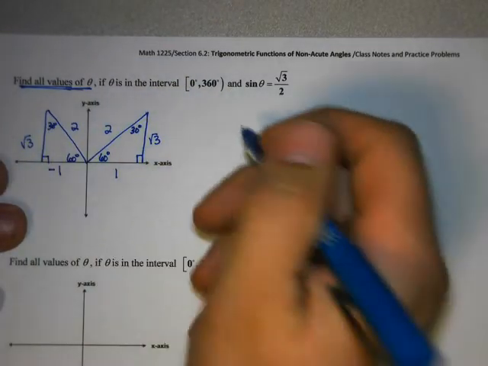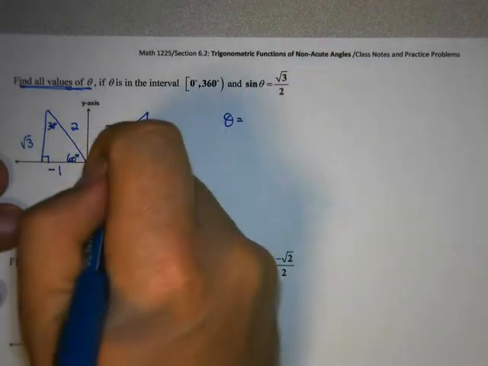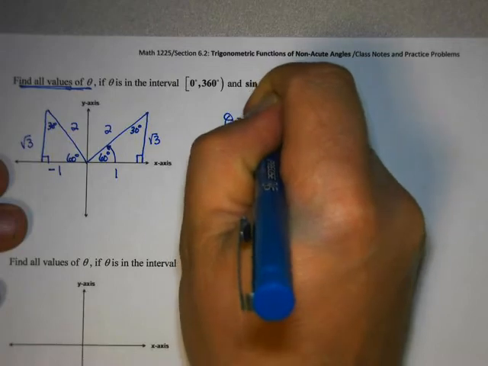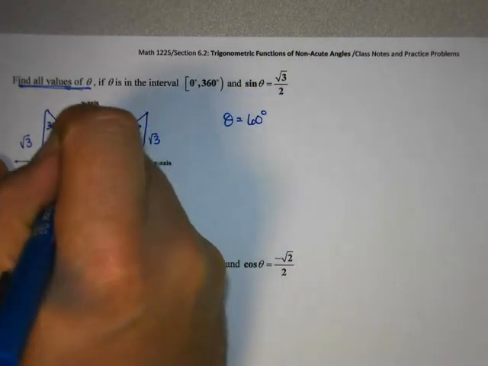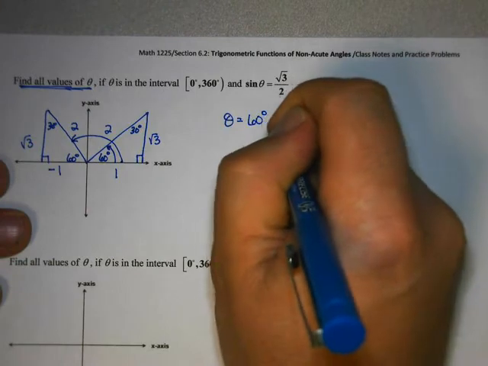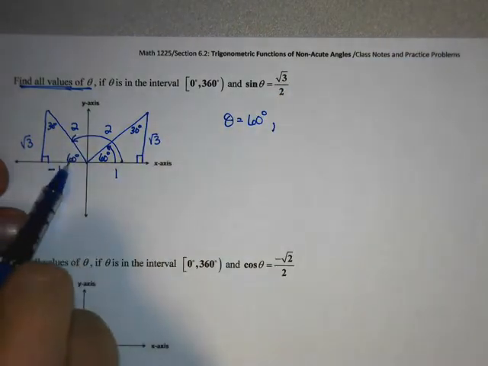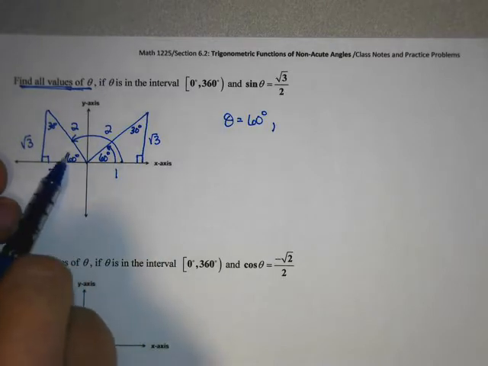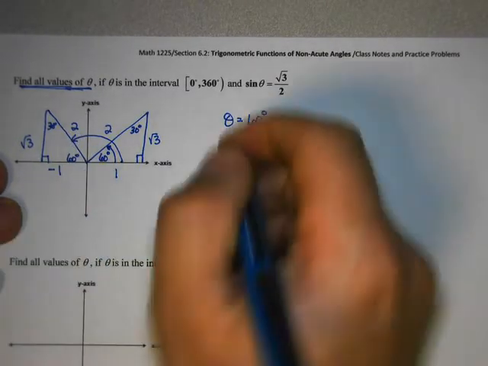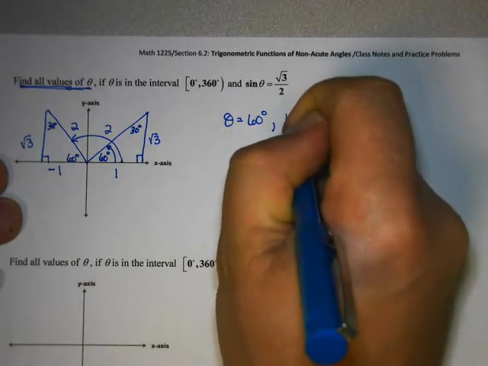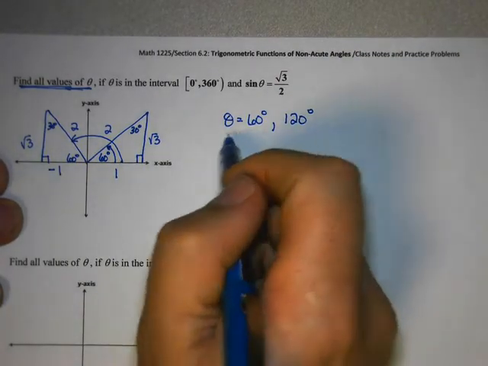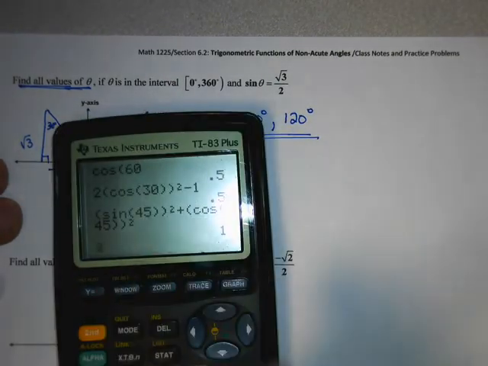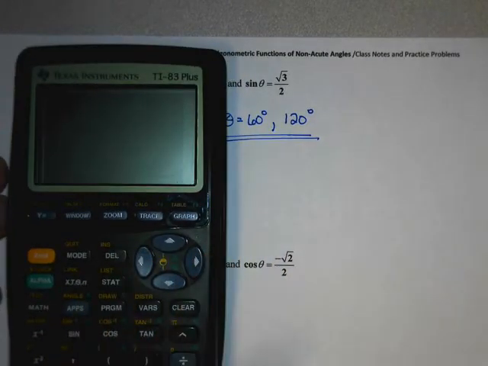So if we're looking for theta, theta is going to equal this angle in the first quadrant, which is 60 degrees, and theta is going to equal this angle in the second quadrant that has a reference angle of 60. So how do we find that? It's 180 minus 60 will give us that angle, which is going to be 120 degrees. So there's two answers. And we can check these. If you go and check them, we're going to have the sine.